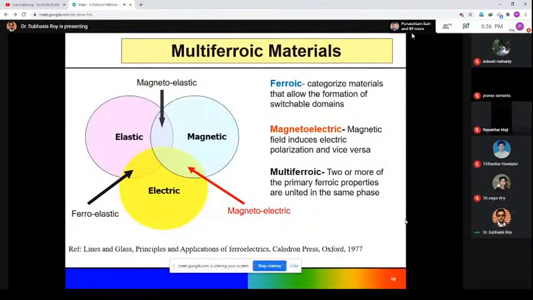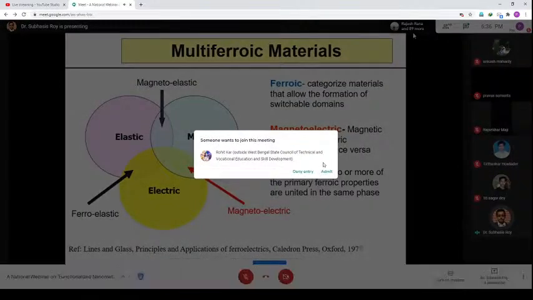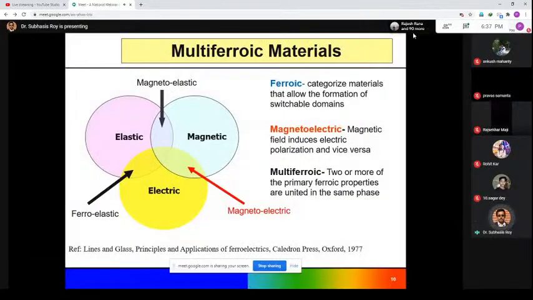Before starting, after synthesis of the nanomaterial, we prepare the multiferroic memory device, which consumes low power energy. So what is multiferroic? Multiferroic means a material which combines two or more of these properties shown here: elastic, magnetic, and electric. If any material combines these properties, that is called a multiferroic material.